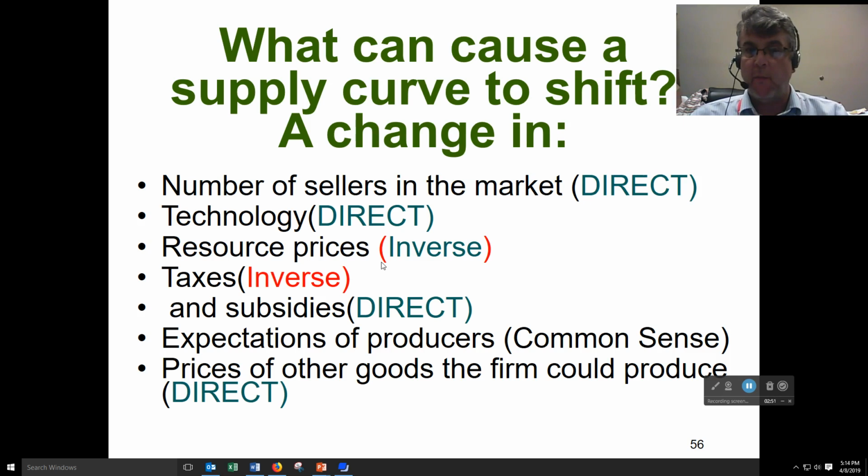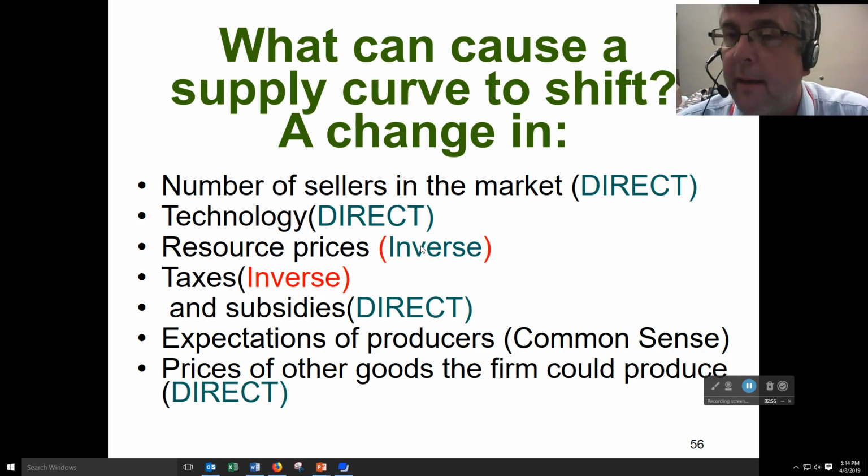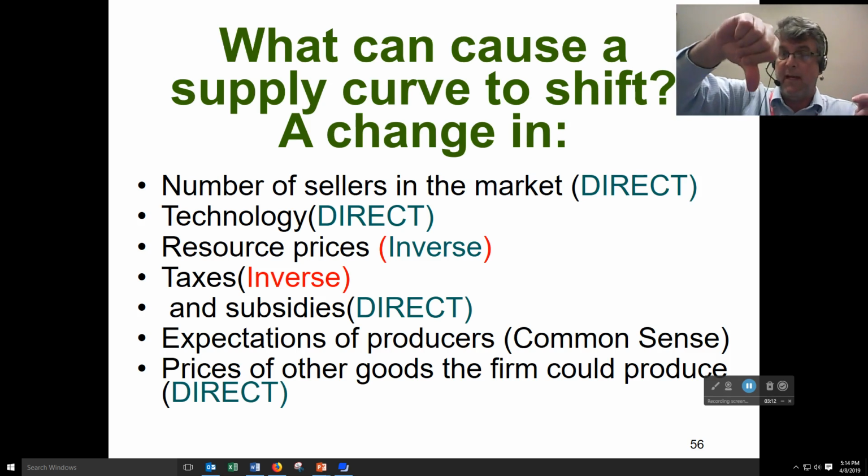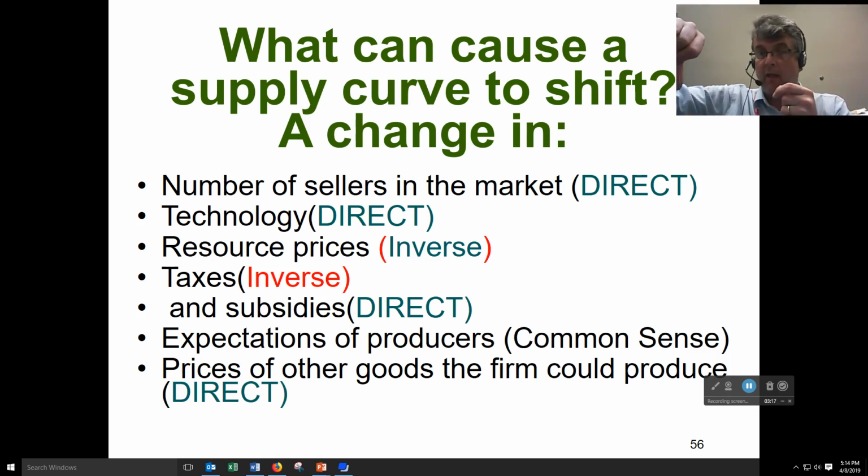The next thing we have are resource prices. Resource prices, it should be red. I don't know why it didn't come out red. But resource prices, there's an inverse relationship. So in the case of a lemonade business, if the cost of labor, say wage rates, goes down from $10 an hour to $8 an hour, that would cause an increase in the supply of lemonade.